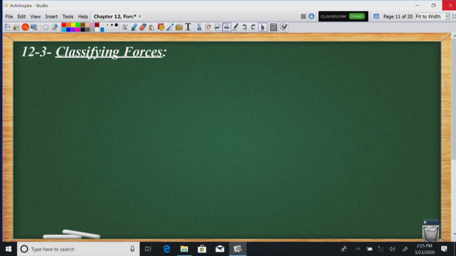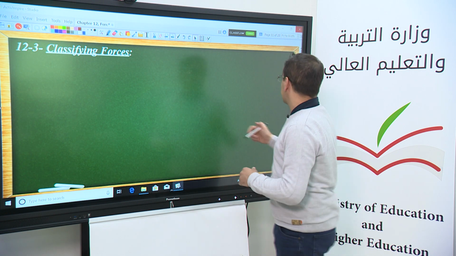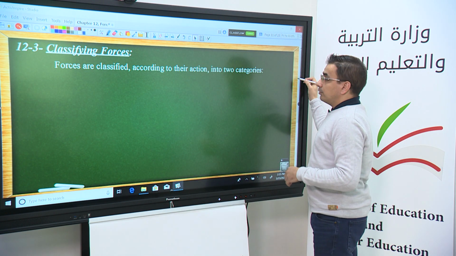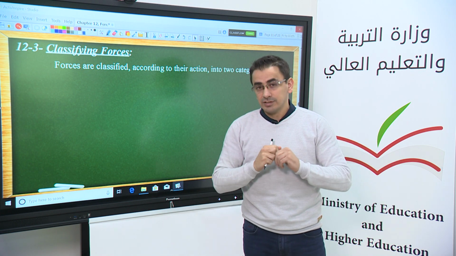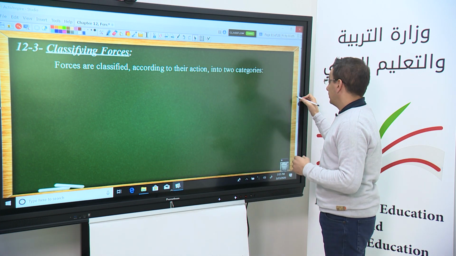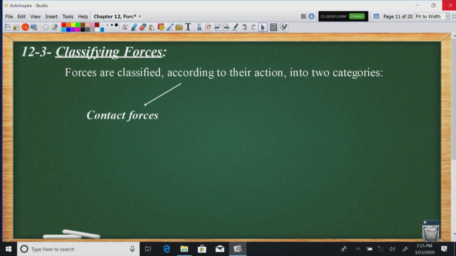Now, we go to the second section, which is classifying forces. So when we talk about a force, we have to distinguish between two categories. Some forces are forces acting by contact. They need contact in order to be observed or applied. And some others do not need. They act from distance. They don't need to be in contact.